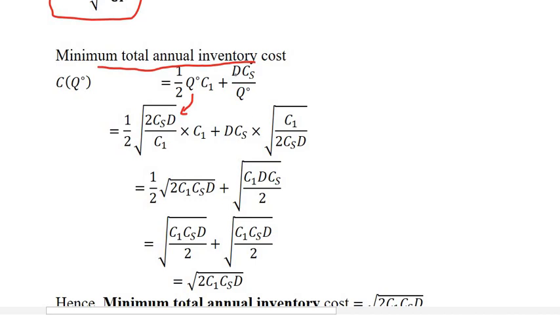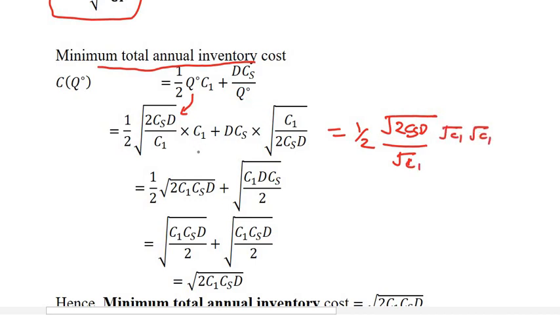And here also I am substituting a square root of 2CSD. That is, 1 by Q can be replaced as looking like this. Now we can cancel this one as 1 by 2, and square root of 2CSD divided by C1. It is square root of 2CSD divided by root C1.